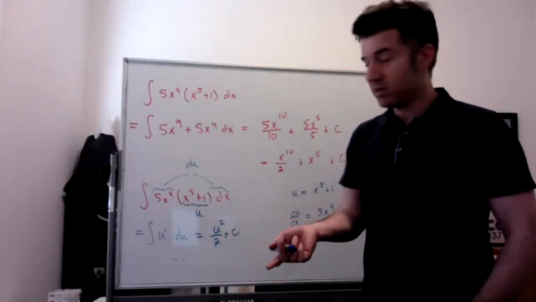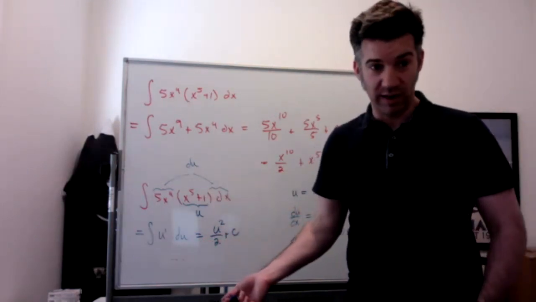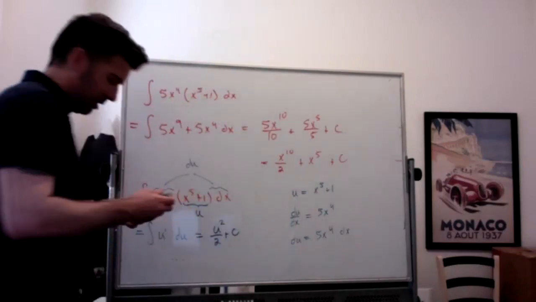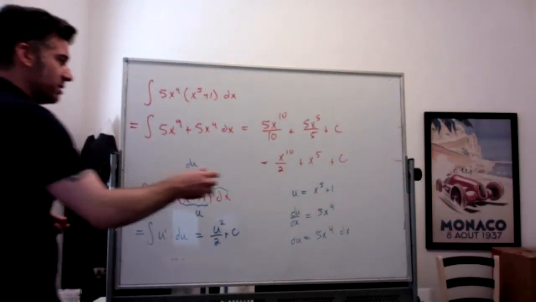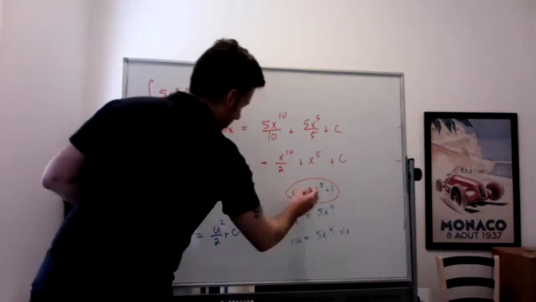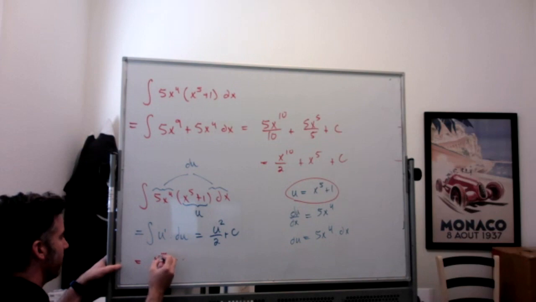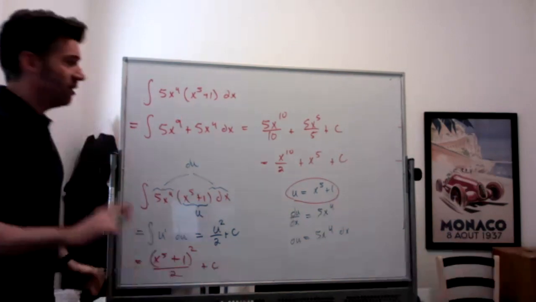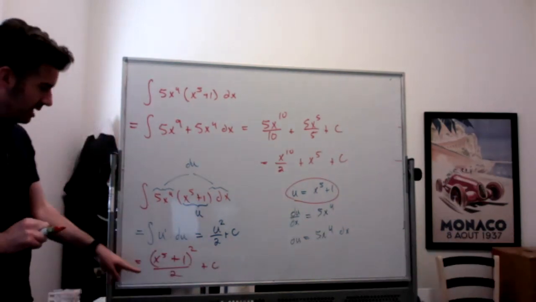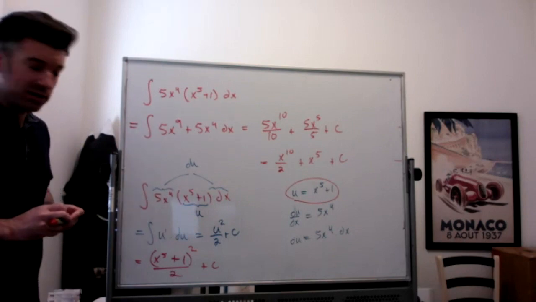But now, since our integral actually started in terms of x, it also has to end in terms of x. So I need to replace that u with what it's equal to. And u is x to the fifth plus 1. So I'm going to rewrite this as x to the fifth plus 1 quantity squared over 2 plus c. So now here's an important question. Is that the same as that? Let's find out. Let's multiply it out.